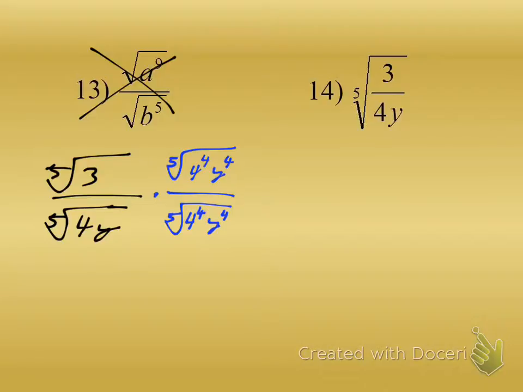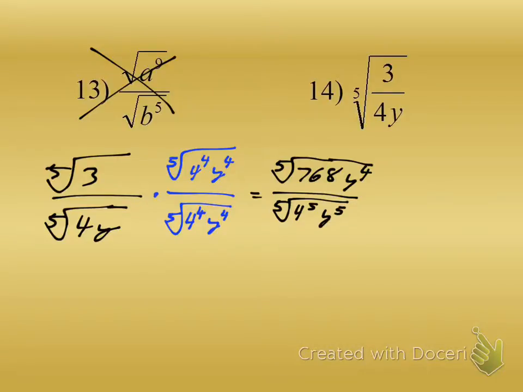Okay? Now, what we're going to do next, we're going to make this the fifth root. I'm going to check you guys' answer just to make sure we're good. I got 250. All right, good job on the 768. Y to the fourth over the fifth root of 4 to the fifth, y to the fifth, which equals the fifth root of 768. Wow.